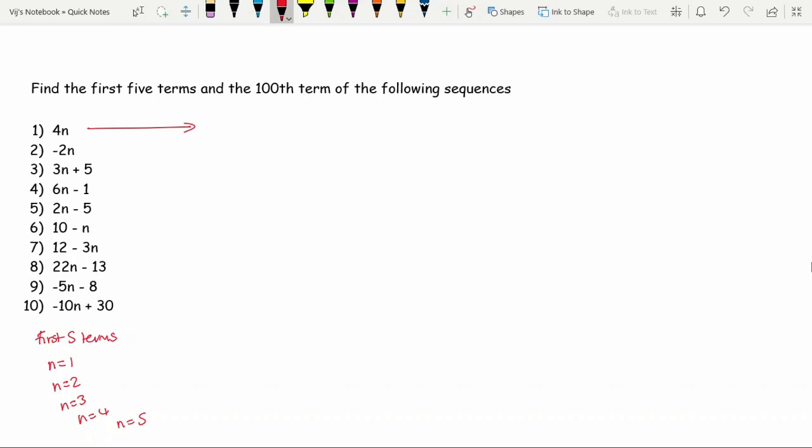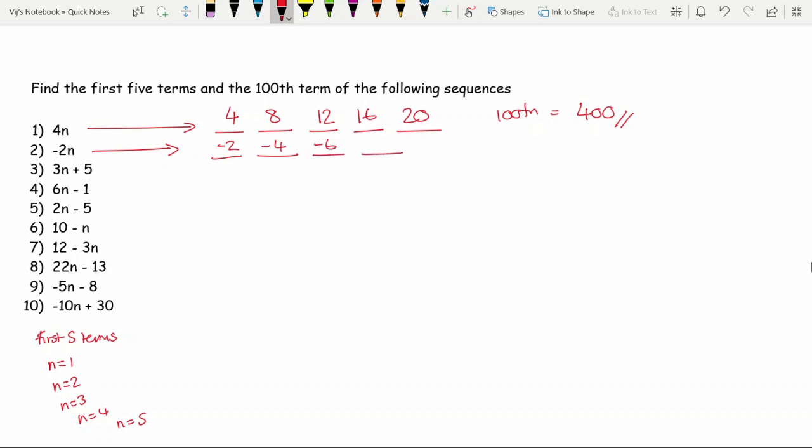So for number 1, and again it's 5 terms that we're looking for, so here I'm going to do 4 times 1, which is 4, 4 times 2, which is 8, 12, 16, and 20, and the 100th term is going to be 4 times 100, which is 400. Now for minus 2n, we've got minus 2 times 1, which is minus 2, minus 2 times 2 is minus 4, minus 2 times 3 is minus 6, minus 2 times 4 is minus 8, minus 2 times 5 is minus 10, and the 100th term would be minus 200, and that's from minus 2 times 100.